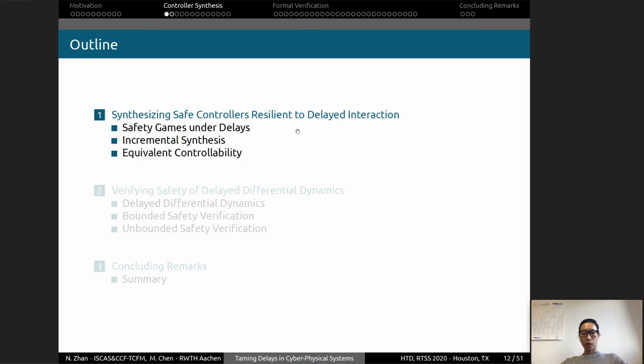In the first part, I will show how to model the interaction between a controller and its environment subject to some time delays as a two-player safety game. And then on top of this model, we will present an efficient incremental synthesis algorithm that tries to find a safe controller for the controller player. The last part in this section is about a theoretical result on equivalent controllability.